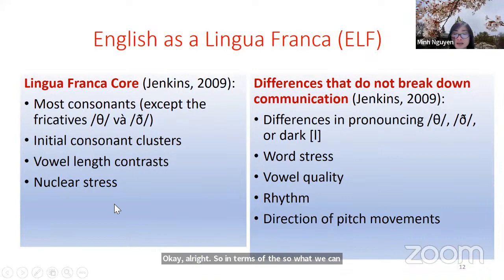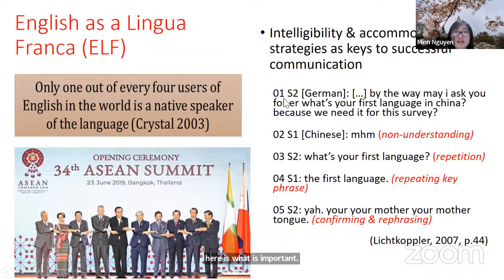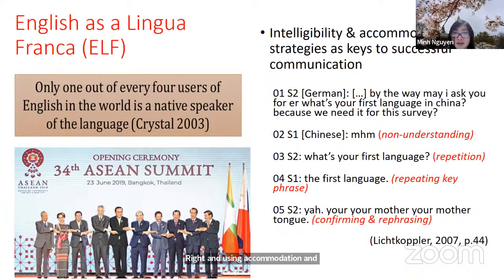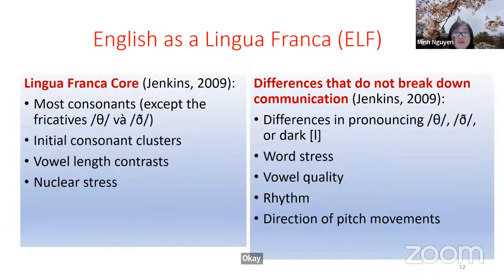All right. So what we can see here is that what is important for English as a lingua franca communication is not adoption of the native speaker's norm, but intelligibility. So, how to speak intelligibly, meaning how to make yourself understood, and using accommodation and communication strategies in order to facilitate understanding.